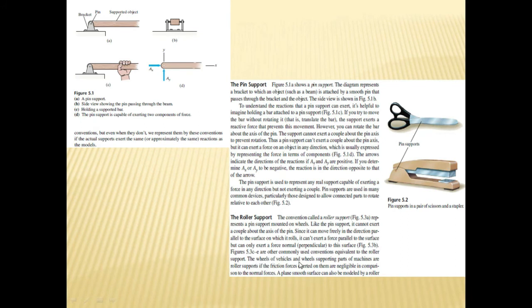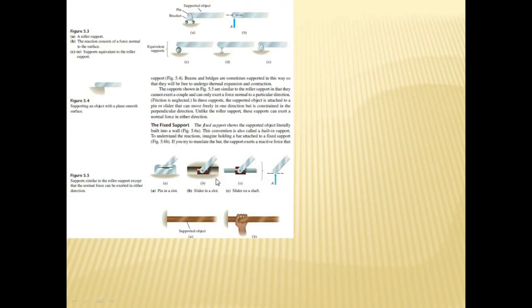The wheels of the vehicles and wheel supporting parts of machines are roller supports. This is a very good example. Then a bearing also has a roller support. If the friction force exerted is negligible compared to normal forces, a plain smooth surface can also be modeled by a roller. Okay, so this is a very good example. We will now see what a roller support basically is.